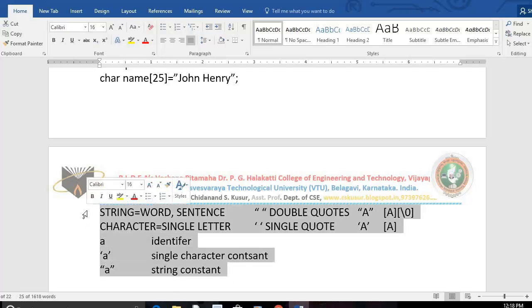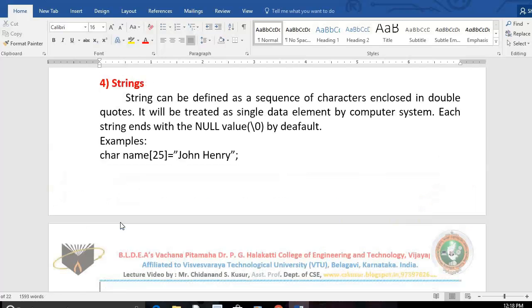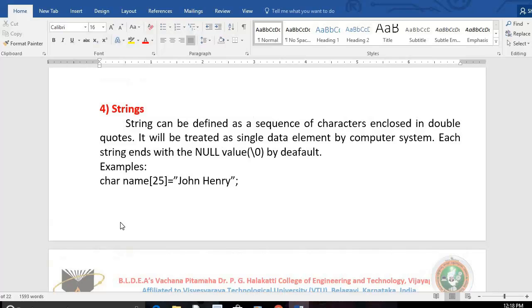Okay, like that, spend time to understand, then you need less time to write it back. Thank you. Come back. Then what is string? Look at this example. John Henry. John Henry is a string. I have written it in double quotes. String can be defined as a sequence of characters.